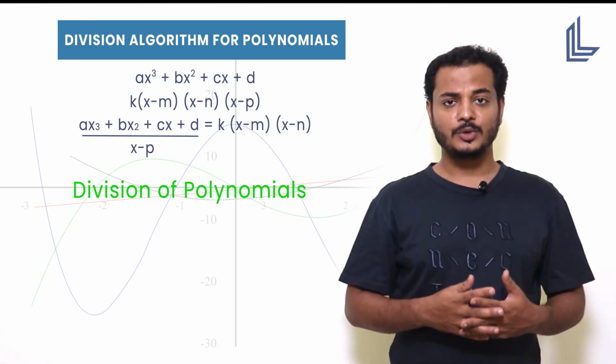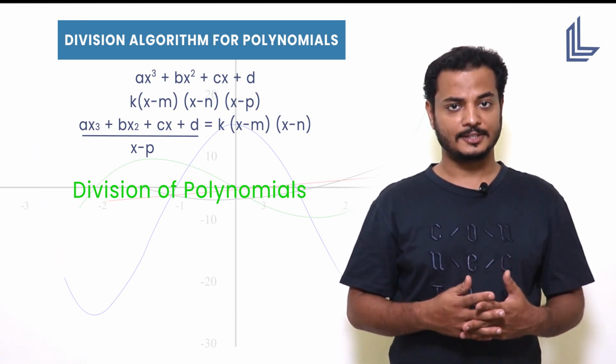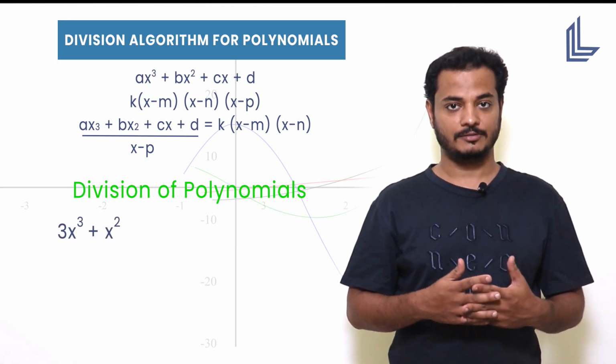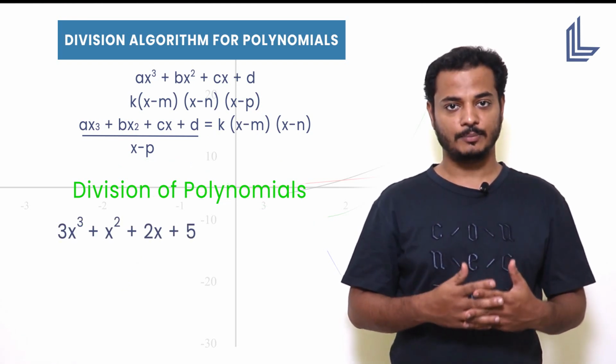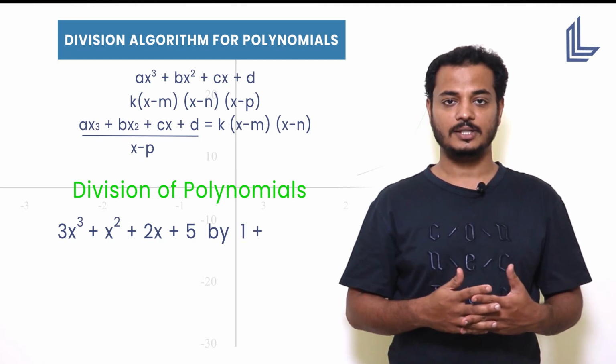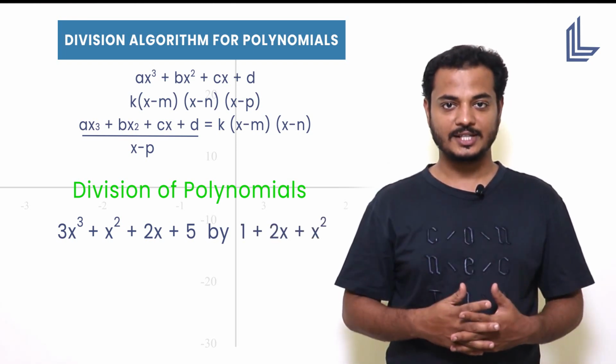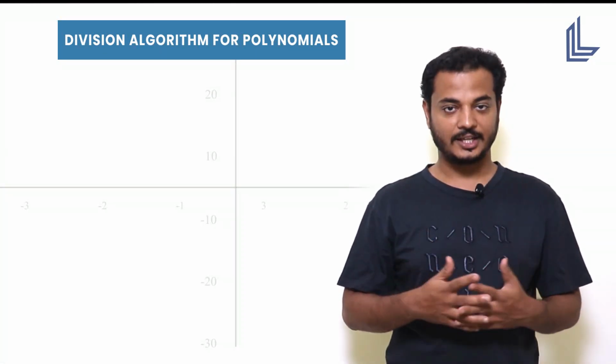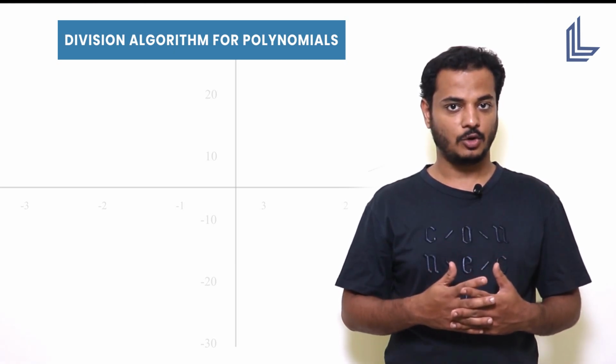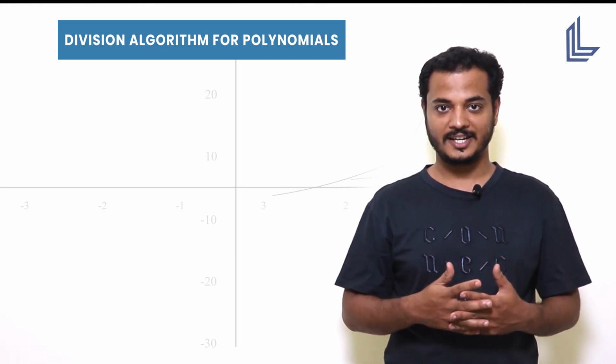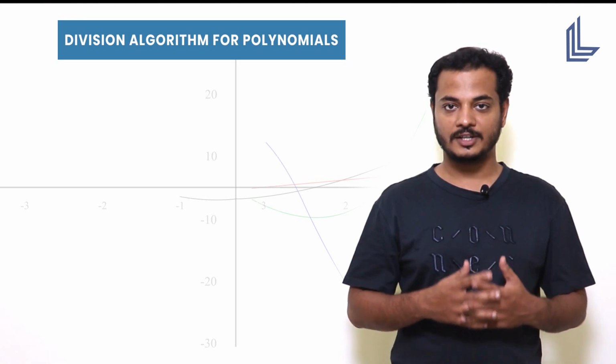Let's say you want to divide the cubic polynomial 3x cube plus x square plus 2x plus 5 by a quadratic polynomial 1 plus 2x plus x squared. Let's do this division step by step. I would encourage you to follow these steps along with me. So get your notes ready. Alright, so what's our first step?